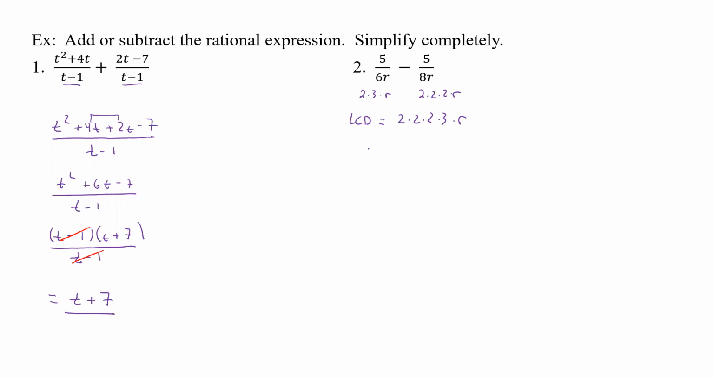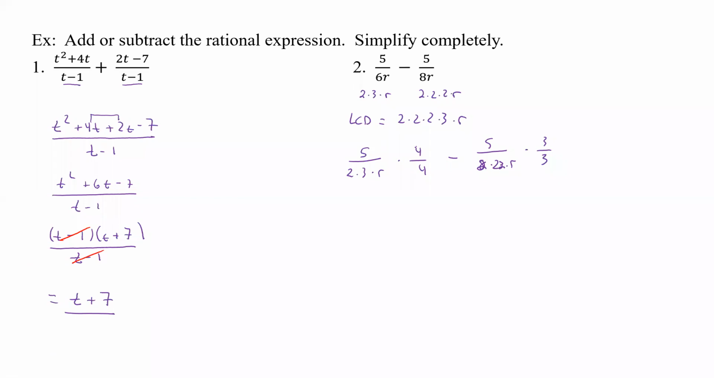And so what we do now is rewrite this 5 over 6r, and maybe we should write that as 2 times 3 times r, that way we can see this a little easier. We have to multiply that by what? We have the last 2, so we have to multiply that by 4 over 4. And we have minus 5 over 8, which is 2 times 2 times 2 times r. Here we have to multiply by 3 over 3.